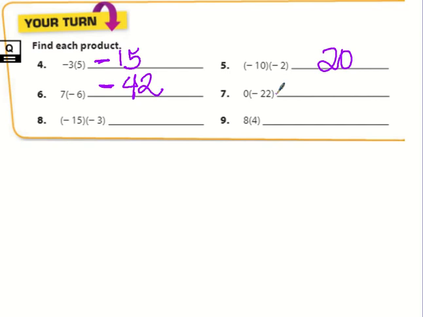Okay, 0 times 22 is 0, but because 0 doesn't have a positive or negative, we just leave it as 0. Okay, these are the same sign, so my answer is positive. 15 times 3 would get us 45. And last one, these are the same sign, so it's going to be positive. 8 times 4 is 32.